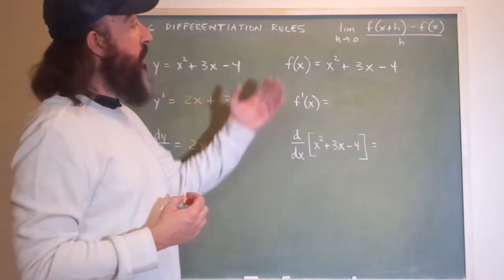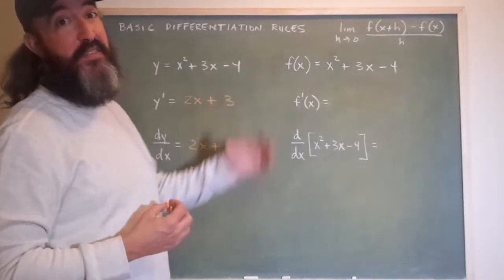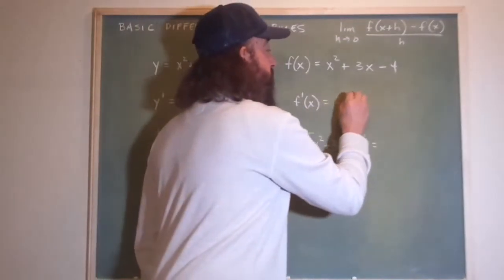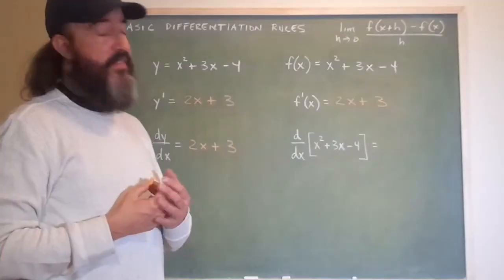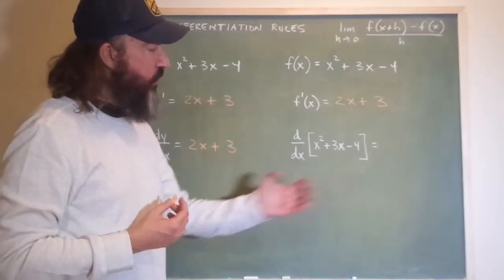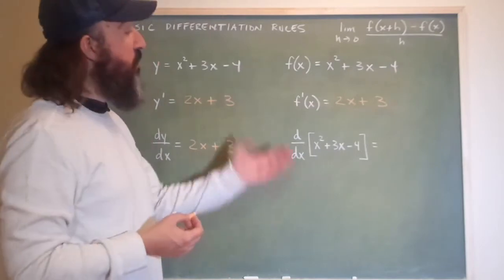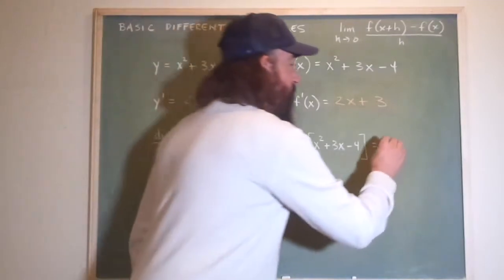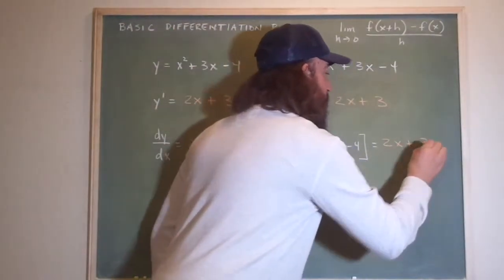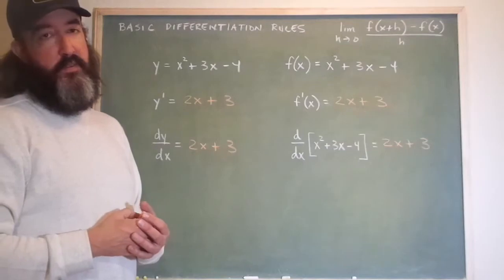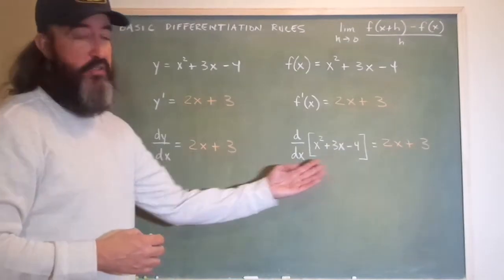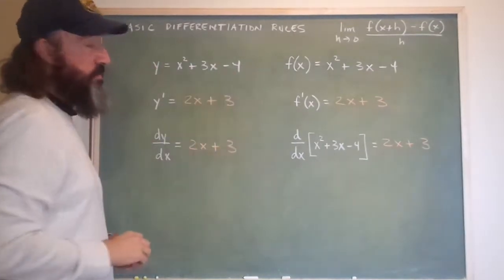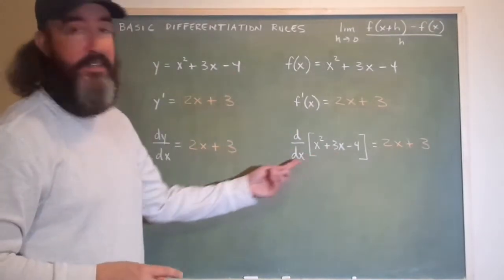Of course, we already know if our function is written in f of x form, we say the derivative of f of x is f prime of x. I'm going to say f prime of x is 2x plus 3. And this notation here, d dx of x squared plus 3x minus 4, just means the derivative of x squared plus 3x minus 4. And the derivative of x squared plus 3x minus 4 is 2x plus 3. And if you think about it, this notation is really the same as this notation, since y equals x squared plus 3x minus 4. This is dy dx.